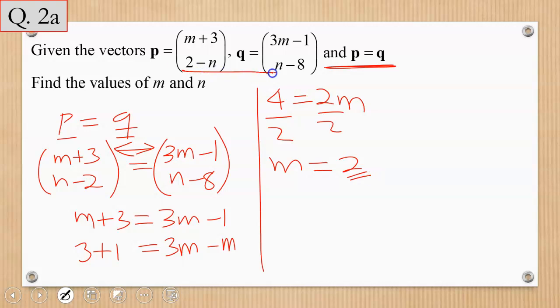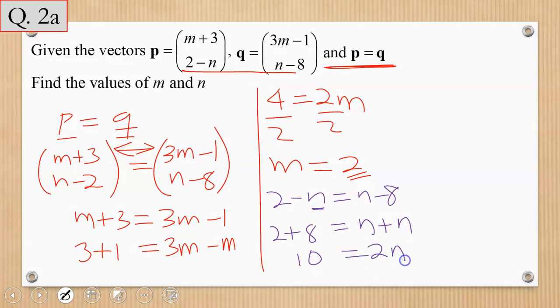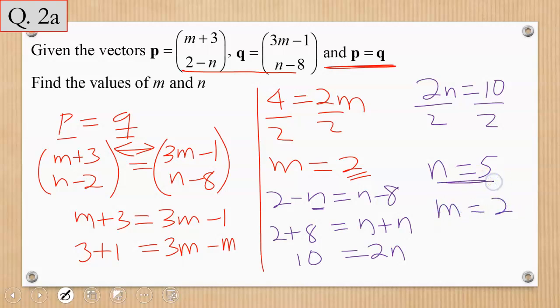Again, I'll do the same thing for the y component. So I can also say that 2 - n is equal to n - 8. Again, grouping like terms, we have 2 + 8, and this will move to become plus n. So here we have 10, here we have 2 of the n. So if 2n is equal to 10, and I divide here by 2, divide here by 2, my n becomes 5. And so whilst m is giving us 2, our n is giving us 5.